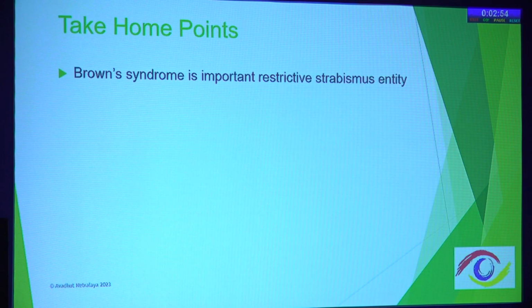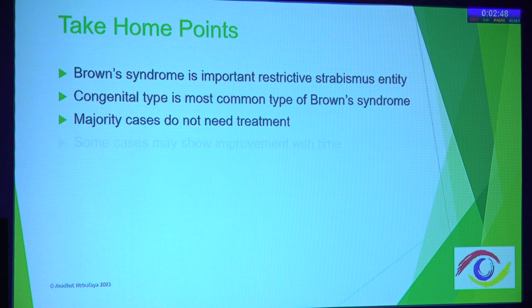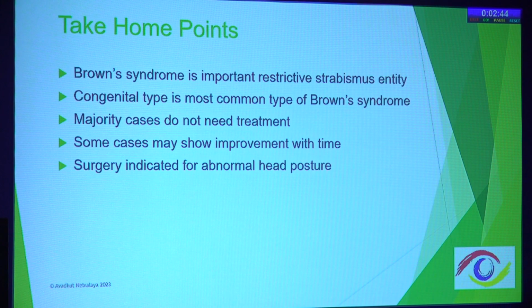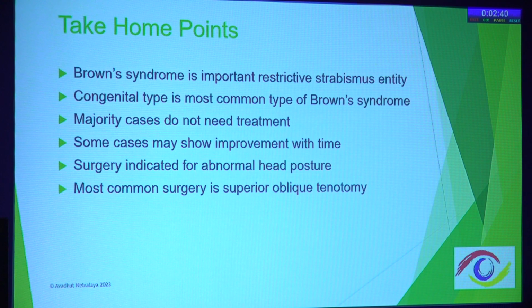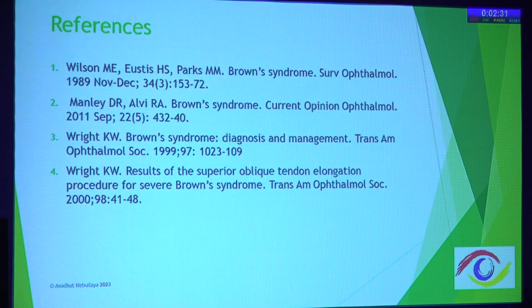So Brown syndrome is an important restrictive strabismus. Congenital variety is most common. The majority of the cases do not need treatment. Treatment should be considered only if there is no further improvement with time and the patient has an abnormal head posture. And the more commonly done surgery even today is superior oblique tenotomy. So always set realistic goals for the patient whenever we are advising or planning a surgery.